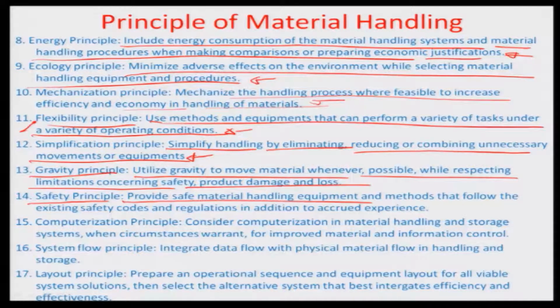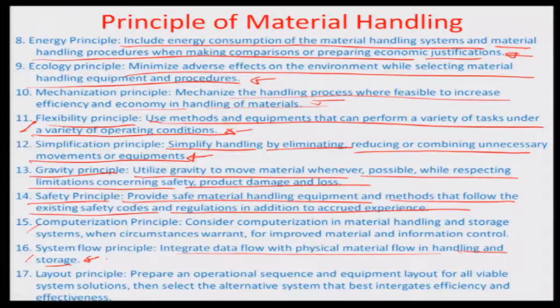So, provide safe material handling equipments and methods that follow the existing safety codes and regulations in addition to the accrued experience. And then obviously, you have the computerization principle, and the systems flow principle, where you integrate data flow to physical material flow in handling and storage. Some of these are very important for lean manufacturing issues, so on and so forth. Layout principle, where you prepare an operational sequence and equipment layout for all viable system solutions, and then select the alternative system that best integrates efficiency and effectiveness. So, some of these principles are more or less used at the planning level when you are defining the overall material handling system.